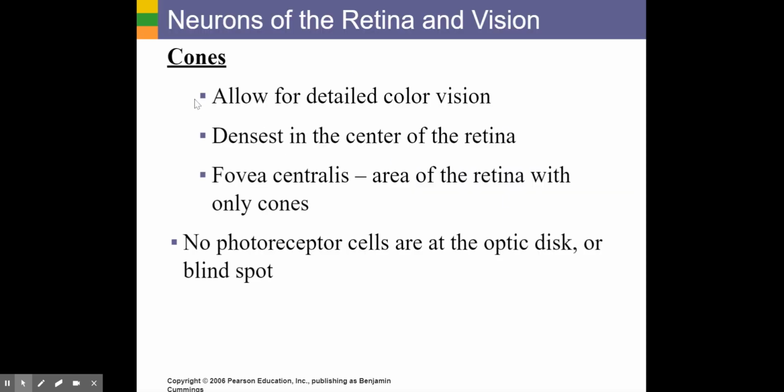Okay. The other section then are the cones. So those are the other neurons. These are the ones that do color. All right. They're densely packed right in the center of the retina towards the back. The fovea centralis is pretty much all cones. And then there's that spot at the optic disc where there are actually no photoreceptors, which we call our blind spot in the back there.